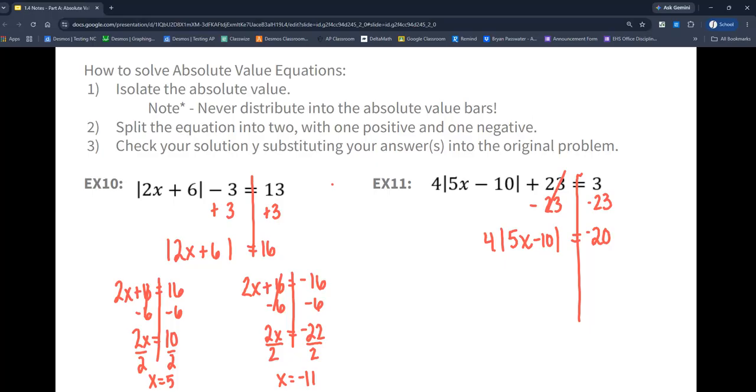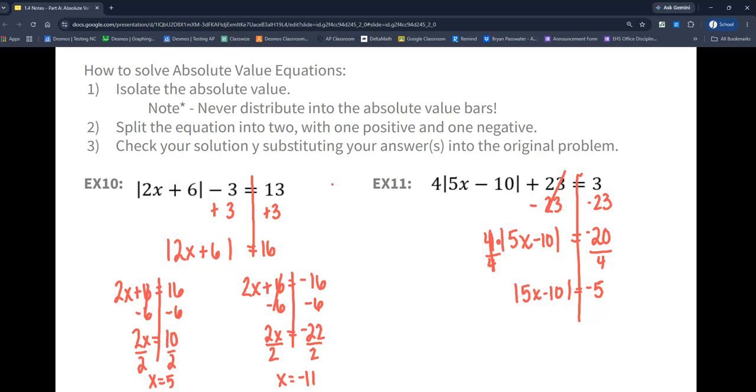Not multiply. It is multiplied by the bars. I want to divide it, because if it's just sitting out front, it means that it's multiplied by that stuff. So I'm going to divide by 4. And I've got absolute value of 5x minus 10 equals -5. Do you make the 10 positive? You do not. So what's on your final answer?